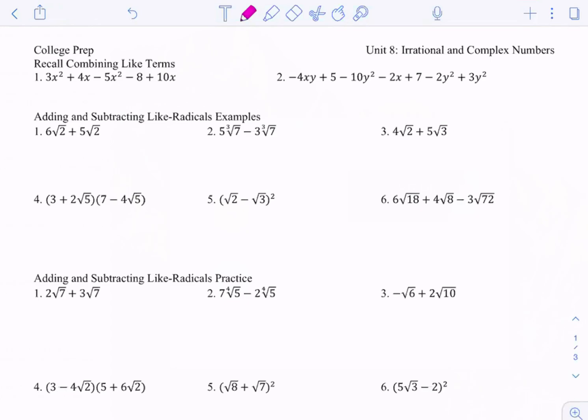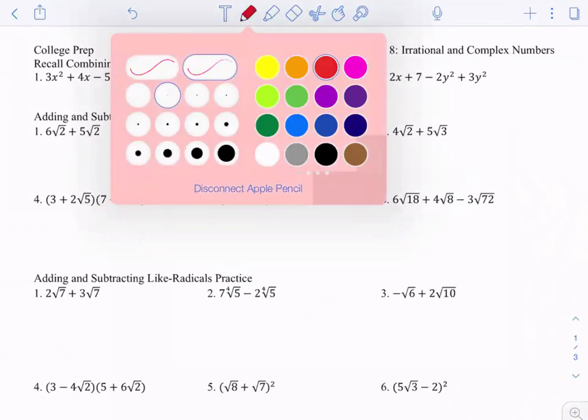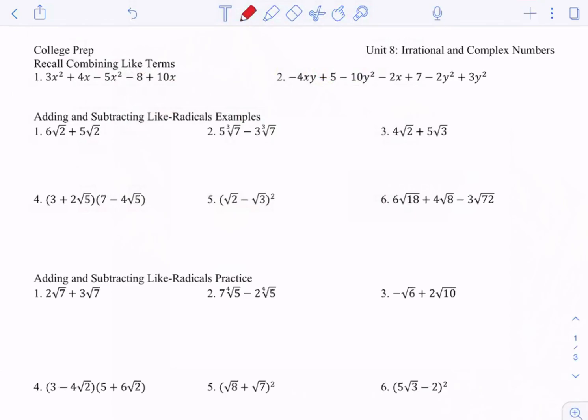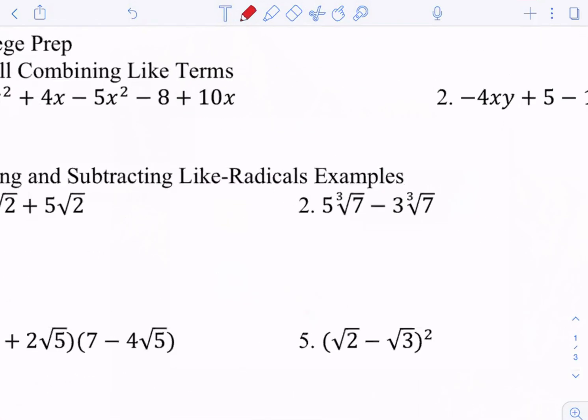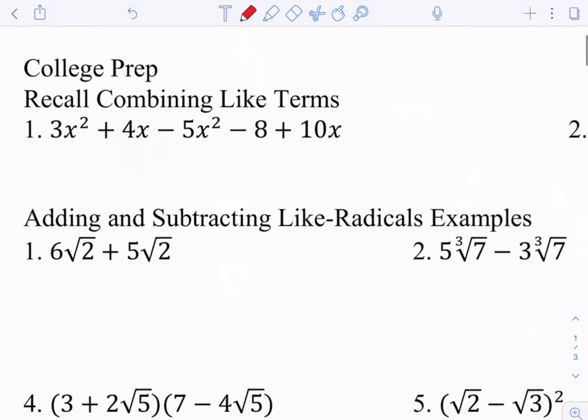Today is Thursday, May 7th, and our goal today is to be able to add and subtract like radicals. So in order to do that, I wanted to start off to recall combining like terms. So let's take a look up here.